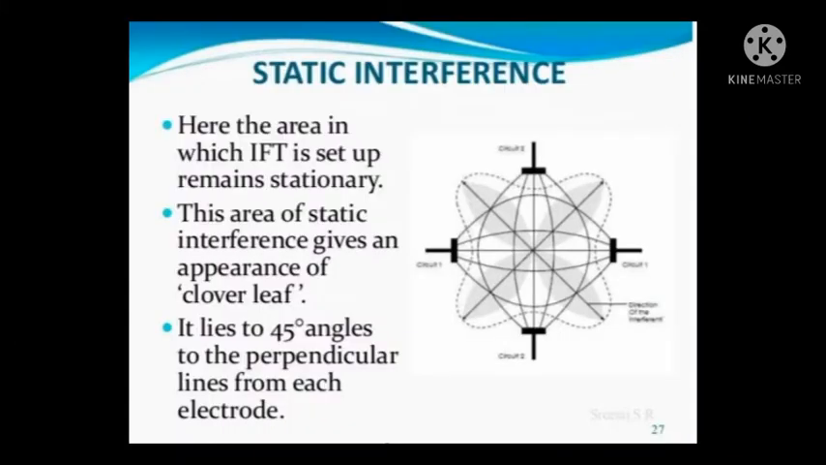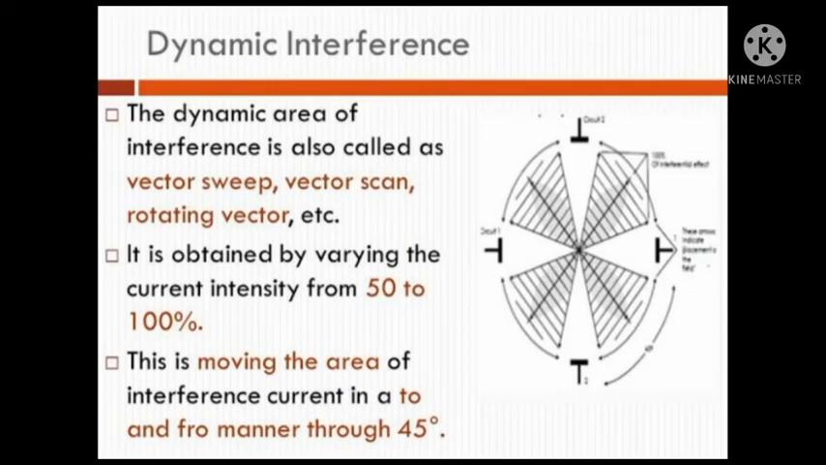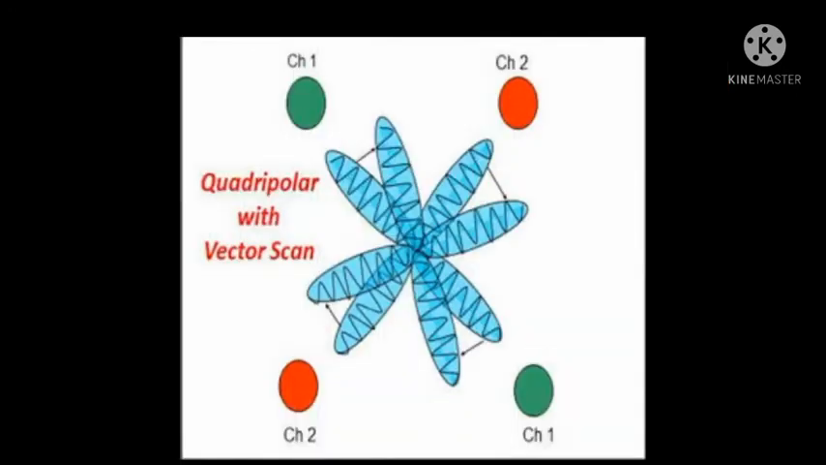Quadripolar has static interference and dynamic interference. In static interference, the area in which IFT is set up remains stationary. This area of static interference gives the appearance of a clover leaf. It lies at a 45-degree angle to the perpendicular lines from each electrode. Dynamic interference: the dynamic area of interference is also called vector sweep, vector skein, rotating vector, etc. It is obtained by varying the current intensity from 50 to 100%. This moves the area of interference current in a to and fro manner through 45 degrees. Quadripolar with vector scanning is used for deeper tissue with an enlarged area.